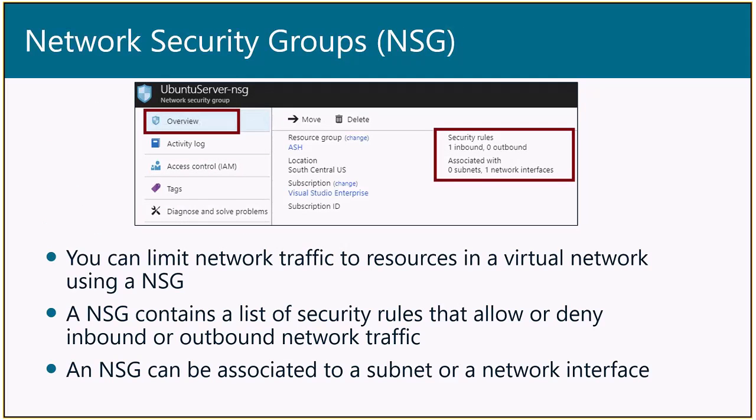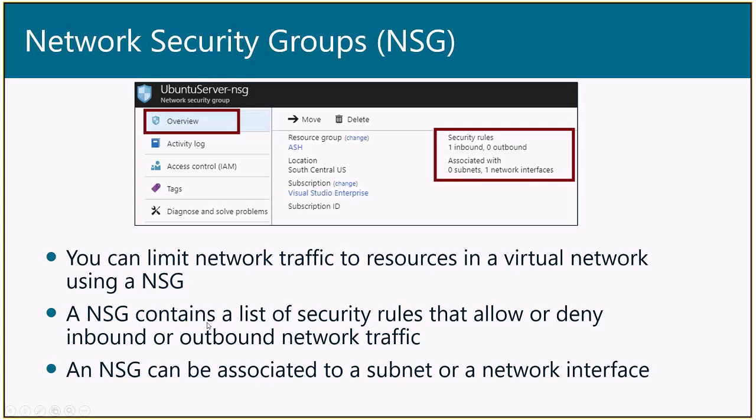Okay, so we also create a network security group to make sure that our virtual networks are compliant with law and your company's internal policies as well. So you can limit network traffic to resources in a virtual network using network security groups. Here it's saying that for security rules, we have 1 inbound, 0 outbound. You can't go out. This particular policy says that you can only connect within your network only. You cannot go out. 0 subnet, 1 network interfaces. You can limit it, what you want to do.